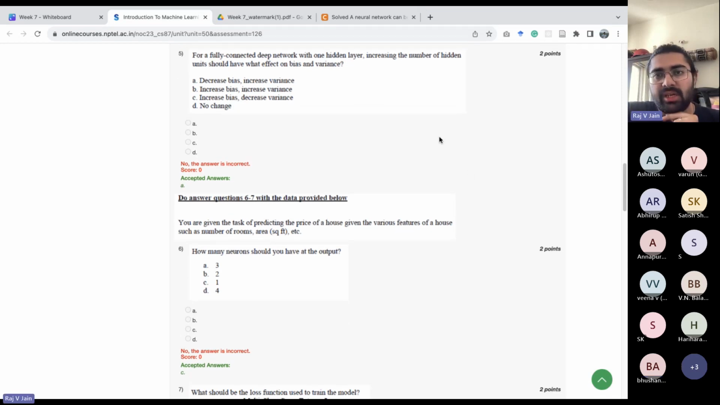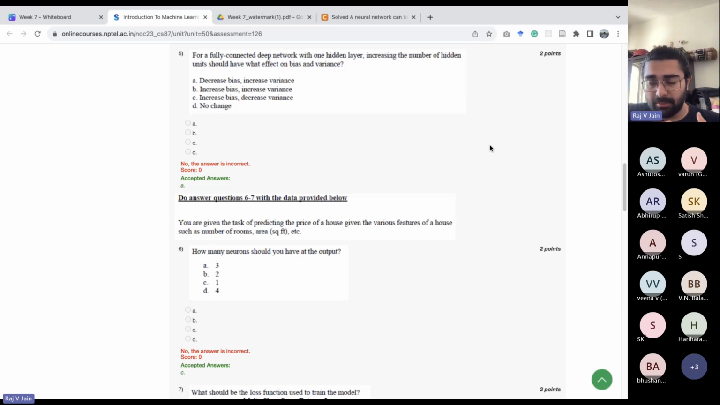Yes, correct. Increasing the number of hidden units means you're adding more and more parameters to the network. More parameters means you will increase the variance. There's a high chance of overfitting, because more parameters means you need more data to not overfit. You will tend to capture more and more patterns in the data, which may not be the right patterns to capture. But you will decrease the bias because you are able to capture more complex patterns. Bias is high when you have a simple model.